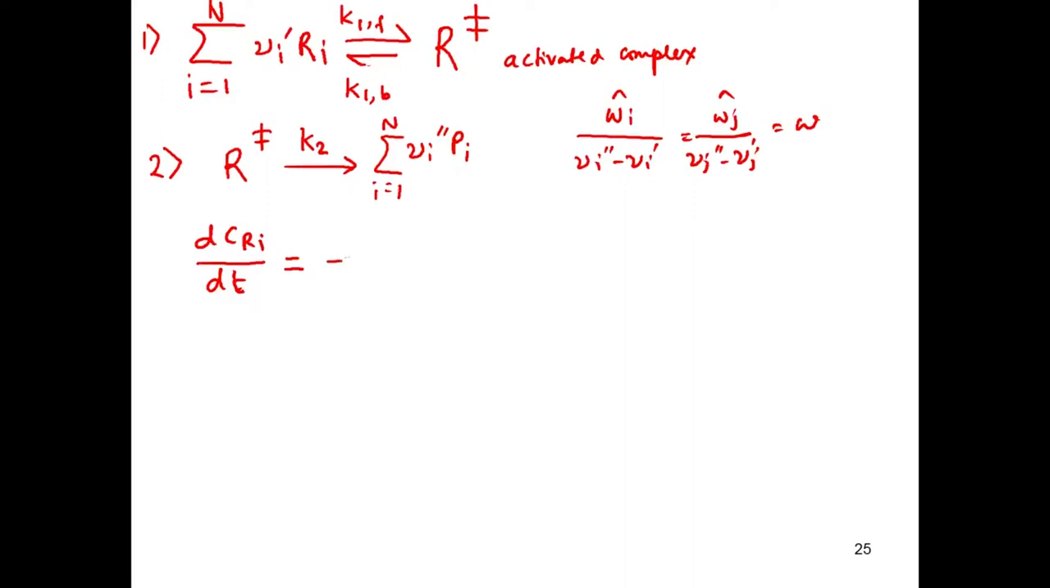Okay. So we can write, okay. So the rate of change of concentration of RI changes because it is consumed in the forward reaction. Okay. But it is also being produced in the backward reaction when R cross recombines, reforms back to RI. So that will contribute.